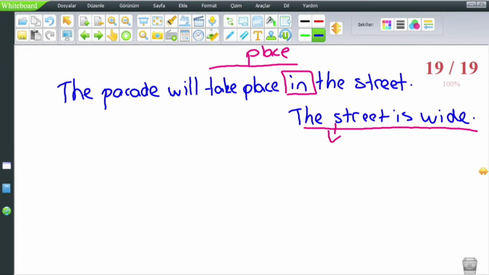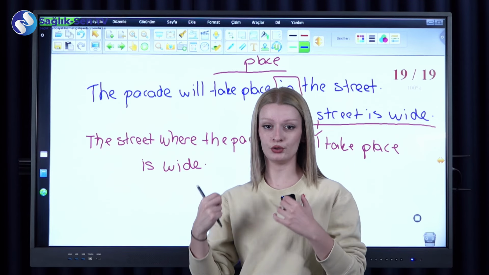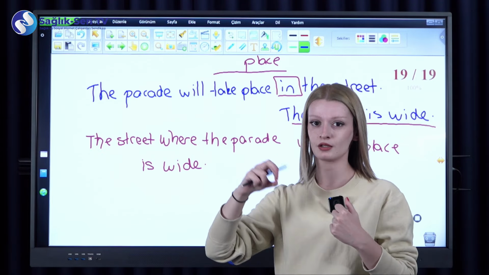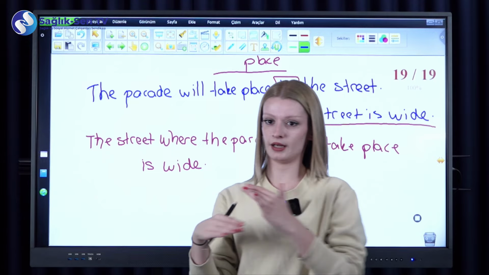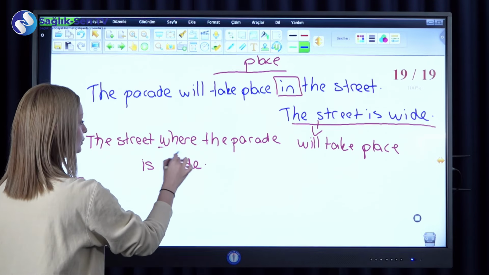So I can do it like, the street where the parade will take place is white. Don't forget to use where in the correct sentence, the sentence that gives the meaning of a place, used as a place. Street in the first sentence is used as a place, but in the second sentence it's like an object, not a place, definitely. And if I wanted to switch places, I couldn't use where.